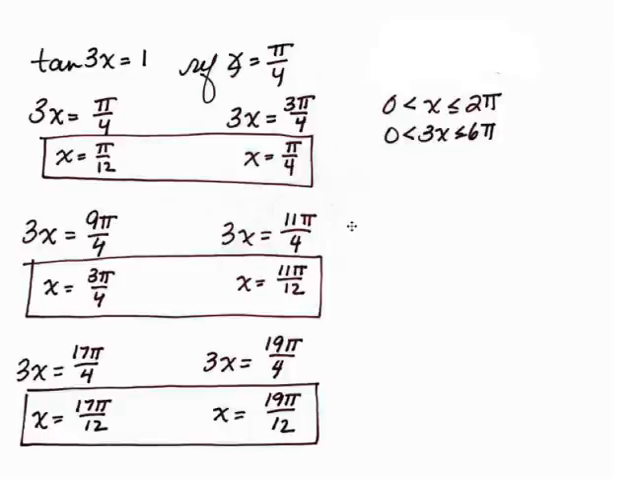Again, I'm adding 2 pi, which is 8 pi over 4. Then I noticed that I did not nearly hit that constraint. I'm going to add again another 2 pi to each, 17 pi over 4 and 19 pi over 4. And then at that point, if I were to add 2 pi to each of these again, I would be higher than the 6 pi. Then I took each of these and I divided by 3. So now I have 6 answers: pi over 12, pi over 4, 3 pi over 4, 11 pi over 12, 17 pi over 12, and 19 pi over 12.